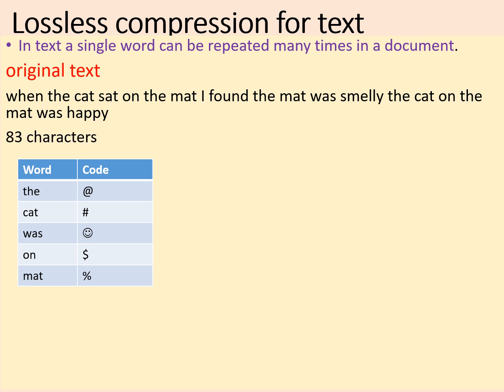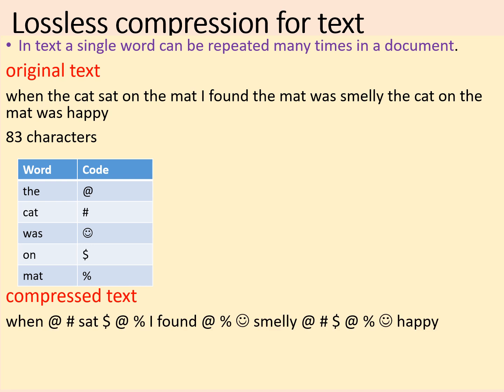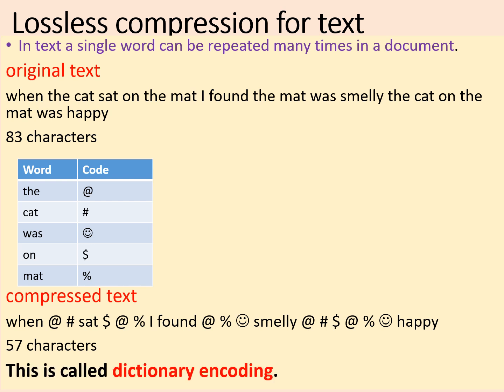Now, this original message is 83 characters. All we do is write out the original message, but we substitute the code characters. So now we've got: when at hash sat dollar at percent I found at percent smiley smelly at hash dollar at percent smiley happy. So we can send this. This is only 57 characters. Now, we have to remember we have to send the dictionary as well. That does take up a little bit of space, but we have been able to reduce the file size. So we have made it smaller, and we use lossless compression so we can get all of the original message back, which is quite helpful. And that's called dictionary encoding.